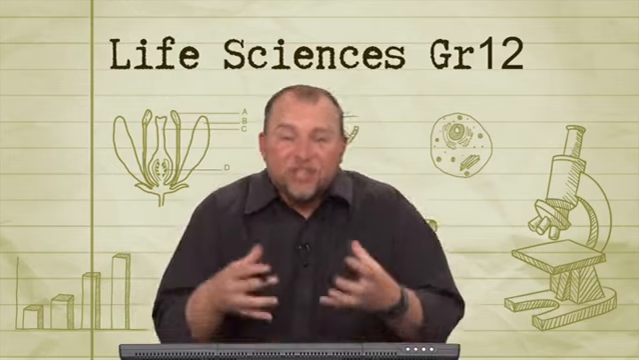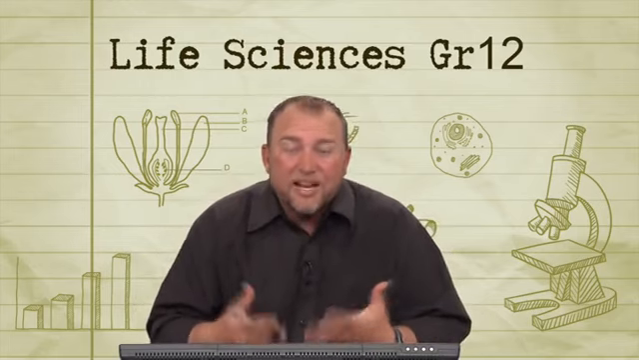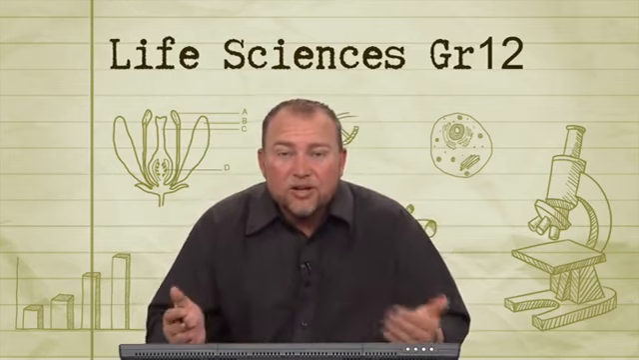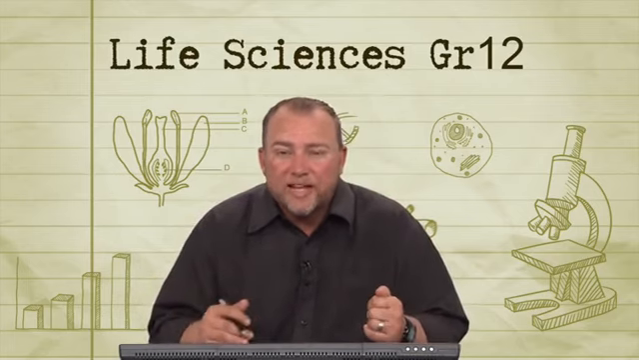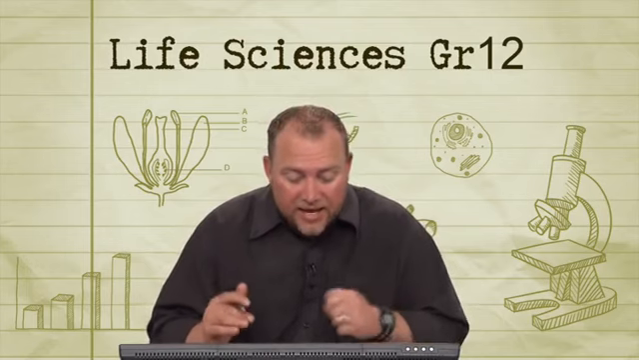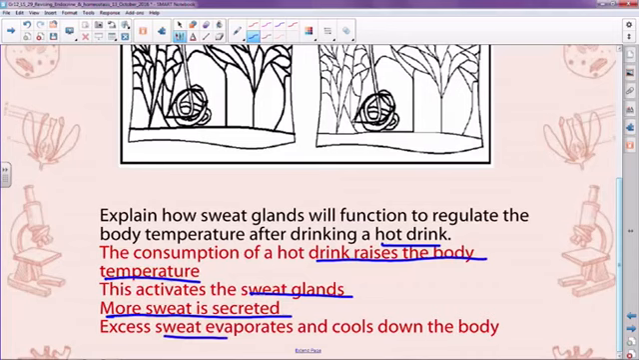Remember, the more the body increases in heat on the inside, we need to get rid of it. How do we get rid of it? Send the blood to the surface. When the blood's at the surface, we need to cool it down by putting sweat glands over it so that all that heat can evaporate. And then last one, excess sweat evaporates and cools down the body. So that's roughly what we were looking for. And I know you got that answer, so I'm not that stressed.